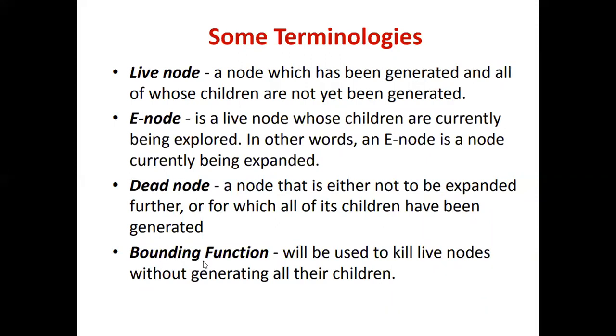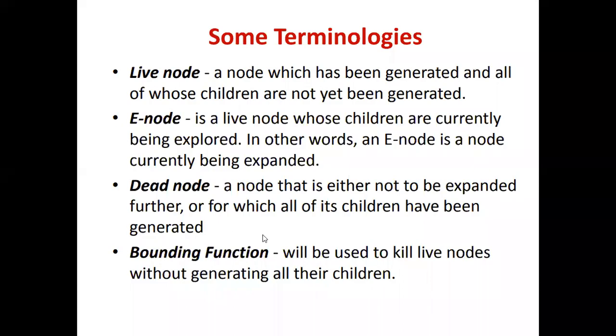Next is bounding function. So what is bounding function? These are the functions which will be used to kill particular live nodes, correct? So that is a bounding function. And in the previous examples, we saw bounding functions for various problems. There need not be only one function. There can be n number of bounding functions based on which you can decide whether you can continue further or you can kill that particular node. Is this clear? So we were already familiar with dead node and bounding function. Now we should know what is live node and E node.